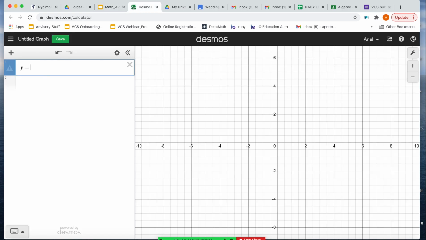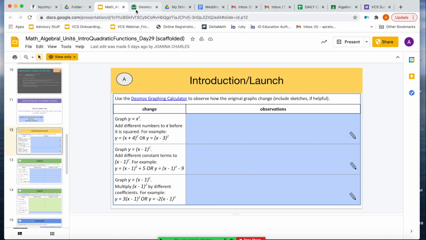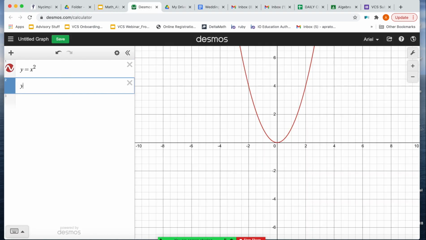So we're going to graph this parent function, and we're focusing on vertex form. So I want you to notice, what is the vertex of this function? It's that point 0, 0. The vertex is the turning point, or the minimum or maximum. So in this equation, the vertex is 0, 0. Now, if I add 4 inside the parentheses, what happens to the vertex? How does the vertex change?